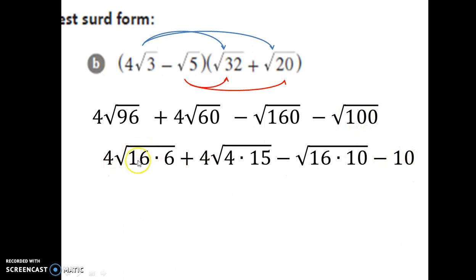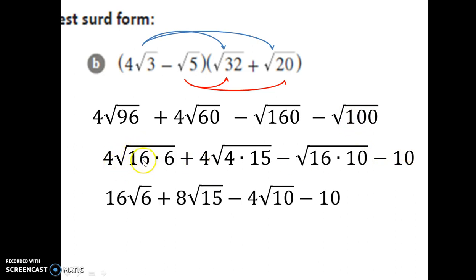Over here, we can pull out a 4. Square root of 16 is 4, so 16 goes here now, because 4 comes out, multiplies by that 4, we get 16. Over here, a 2 comes out, because the square root of 4 is 2. 2 comes out, 2 times 4, 8 on the outside. Over here, 4 comes out, negative 4. And that's as far as we can go.